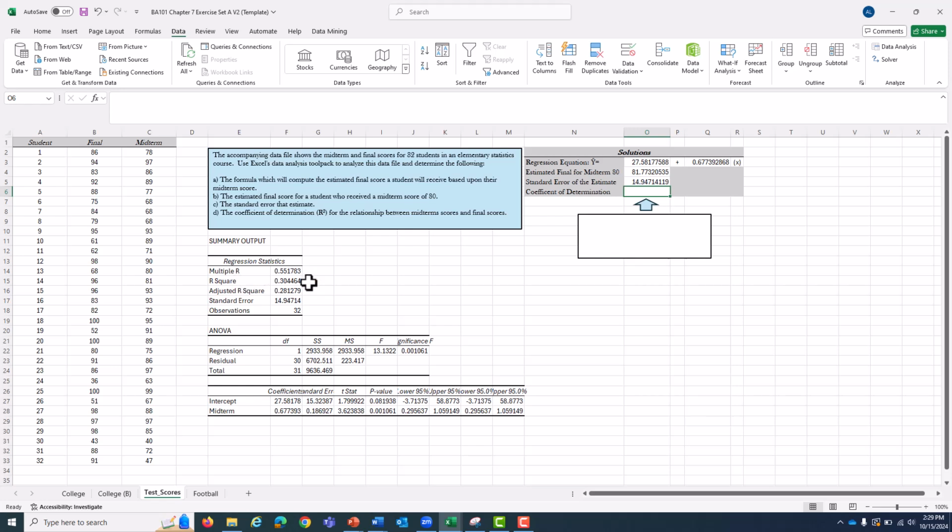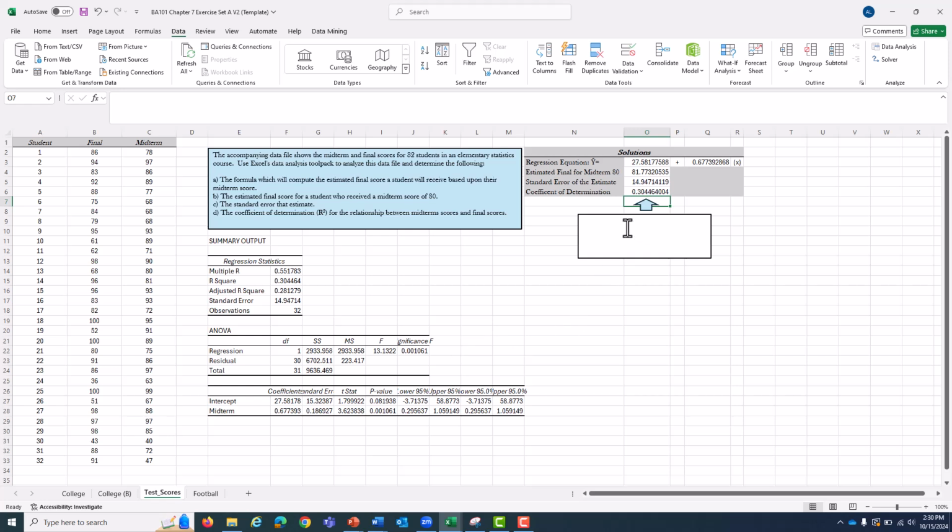When you're making a prediction based upon just one predictor variable, like we are with a midterm right here, you want to use the regular R square. The adjusted R square is used when you have multiple predictors in one equation that gives you one output for Y. But for us, since we only used one predictor variable, we want to use just the regular R square, which is 0.304464004. Well, what does that mean?